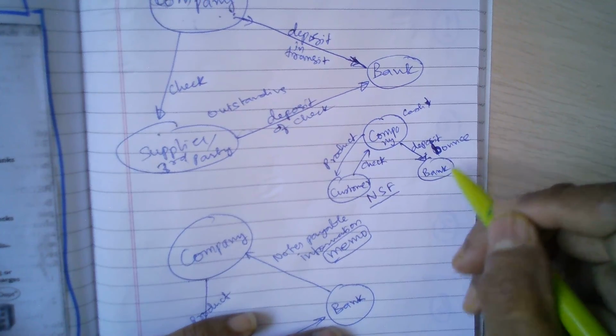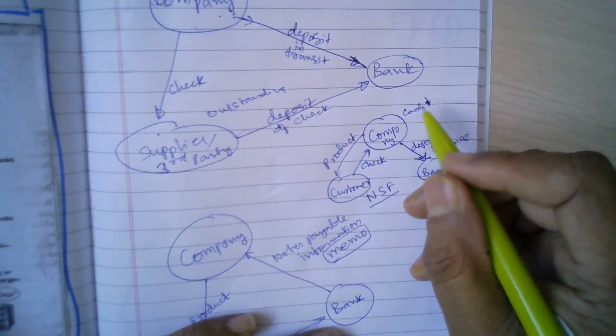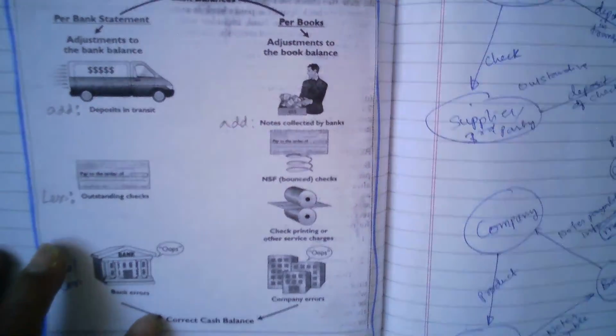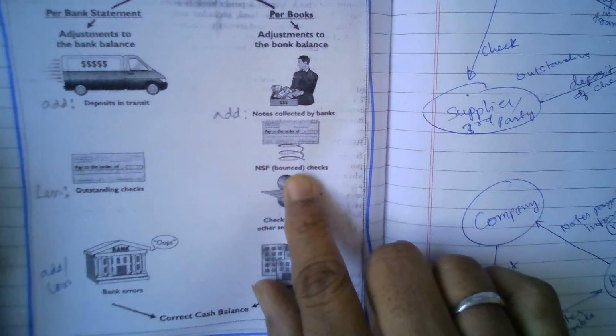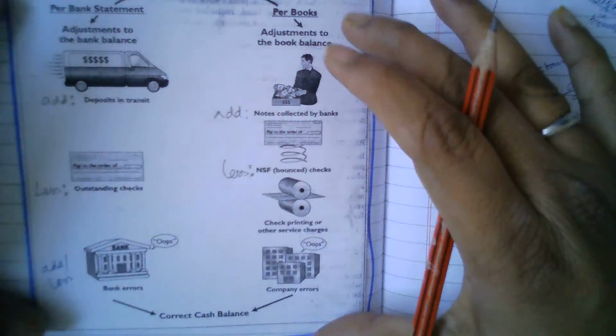That information that the check has bounced, the bank will tell to the company. Therefore, the company will have to adjust that in the listing. So here, not sufficient fund, NSF, has to be less. So this is the structure actually.